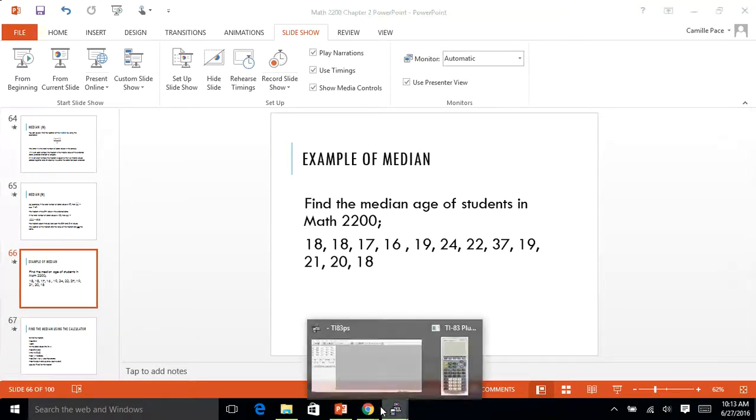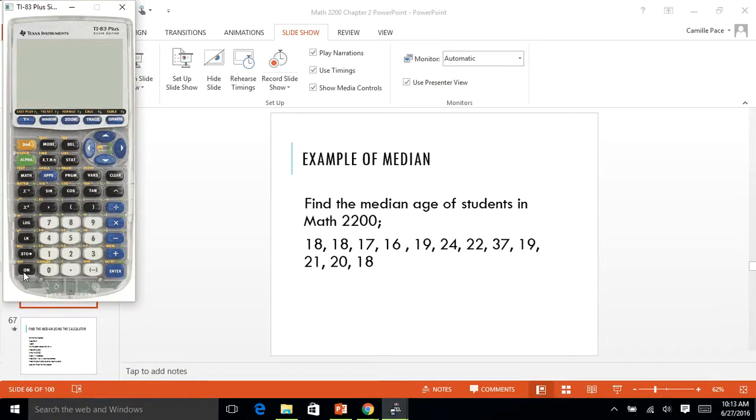So let me go back to my calculator, okay? This is the same data that I put in before. I'll show you. If I go to stat, hit enter, same data, it's already there. So if I hit stat again, go over to calc and hit enter, oh, I gotta hit enter again. If I keep scrolling down, look what it does for me. There's my median, it's 19.